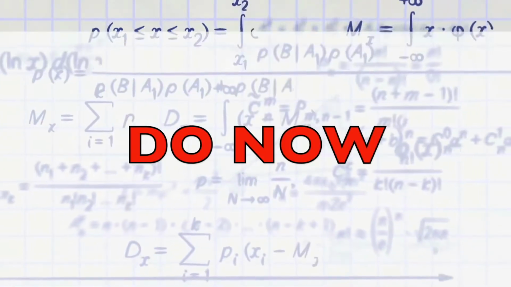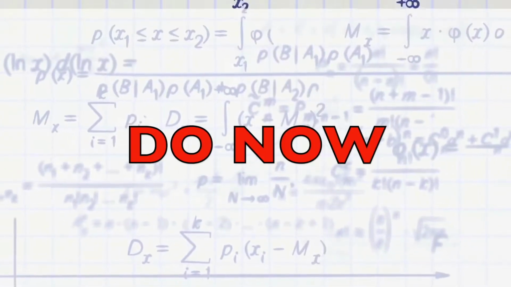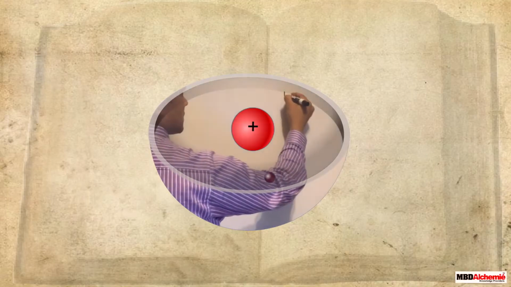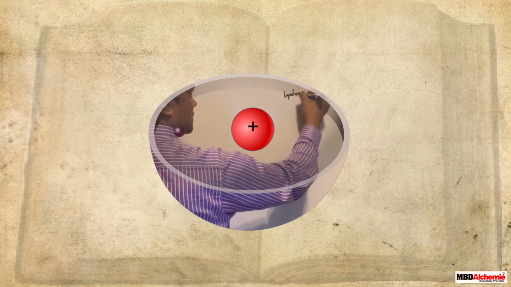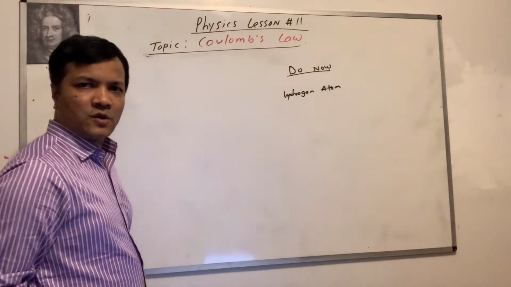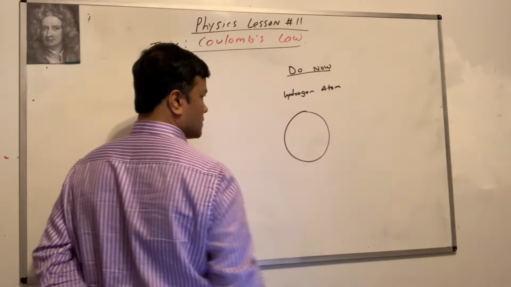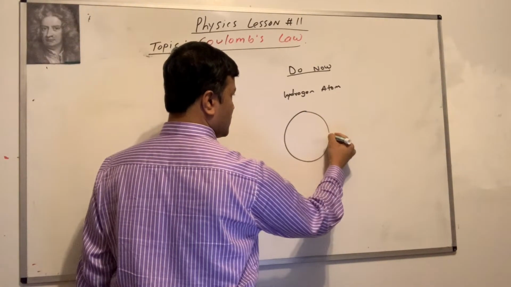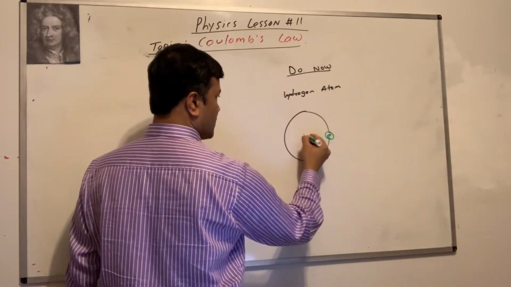Let's start today's remote learning with Do Now. Let's consider the hydrogen atom. Let's draw the Bohr model of the hydrogen atom. What do you have in the hydrogen atom? You have an electron and you have a proton.